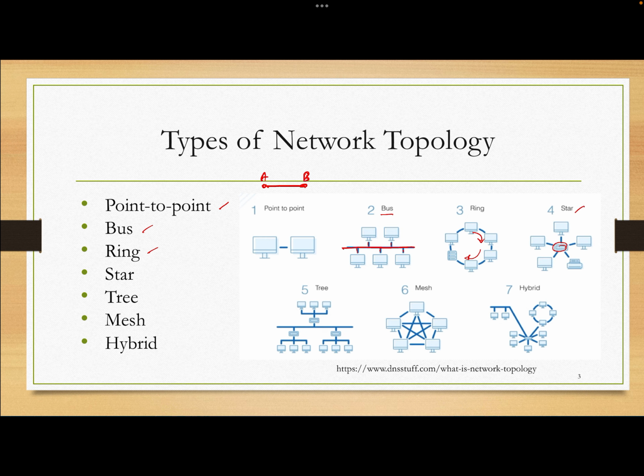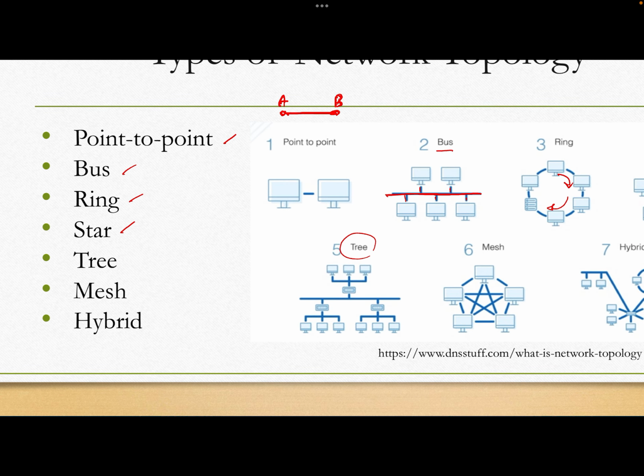We have the hub here, and we have many devices. The hub is in the middle, and every device is connected directly to the hub. This is the star. The tree is like having many buses connected together with no loop. Tree means that there is no loop.